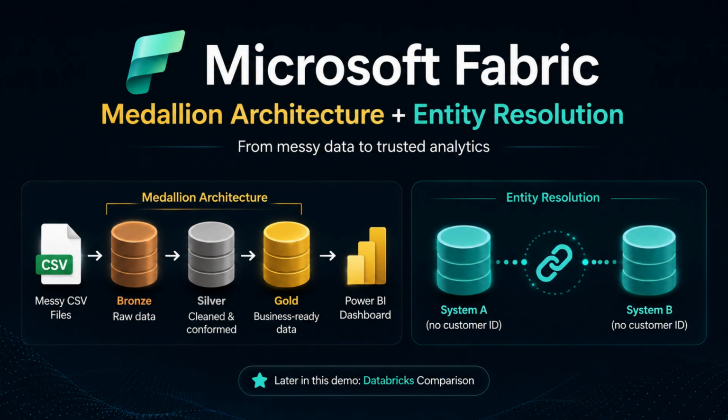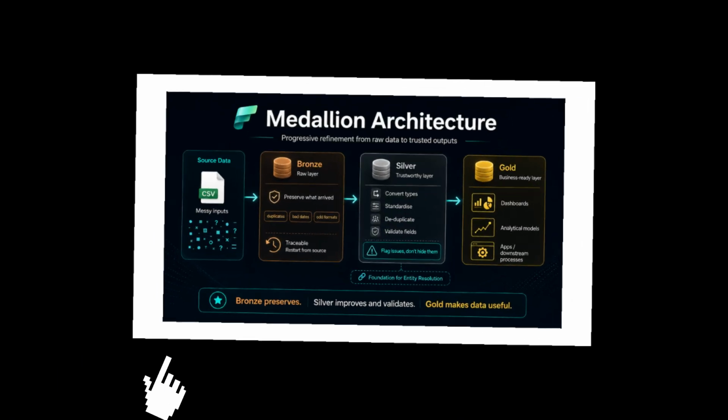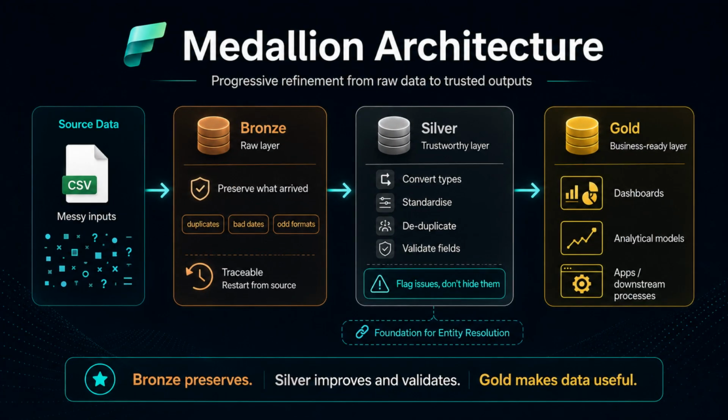But before we start building, let me quickly explain the two main ideas so the rest of the demo has some context. Let's start with medallion architecture. The idea is actually quite simple. Instead of trying to take messy source data and clean, transform, and prepare everything in one big step, we move it progressively through three layers: bronze, silver, and gold.